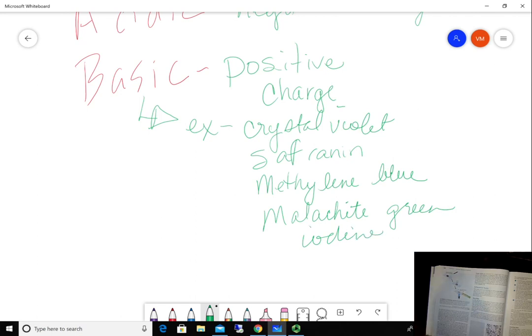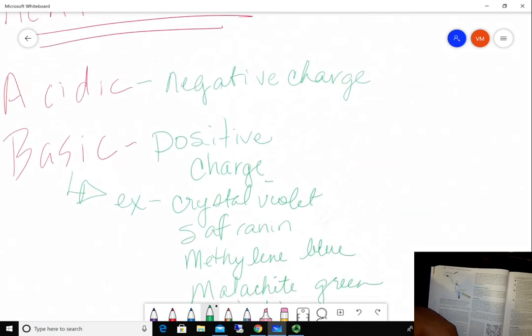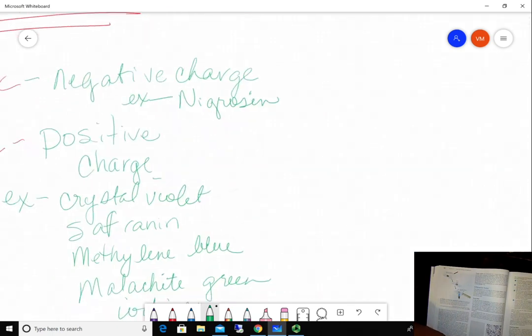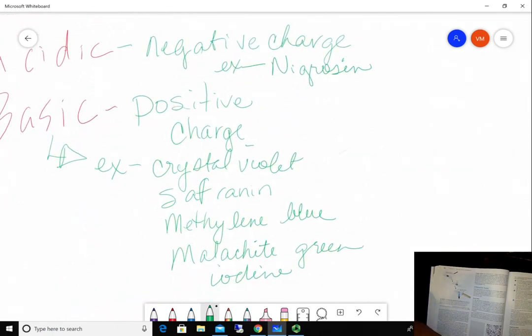I mean, we don't typically use it as a dye, but it can be considered a dye, and it would be a basic dye. All right, negative charge dyes. An example of that would be nigrosin. We will use nigrosin with our negative dyes, a negative stain.